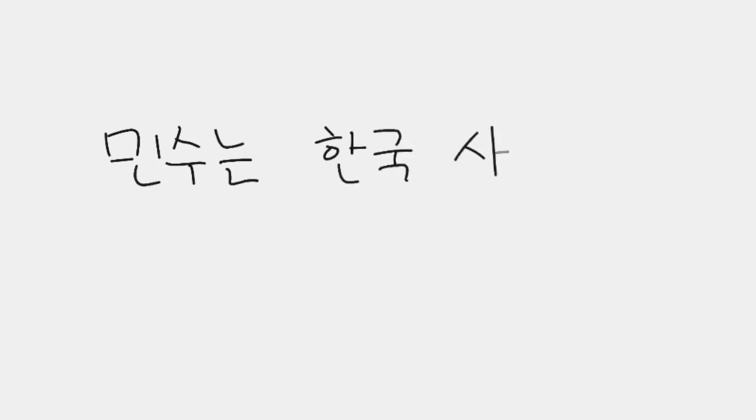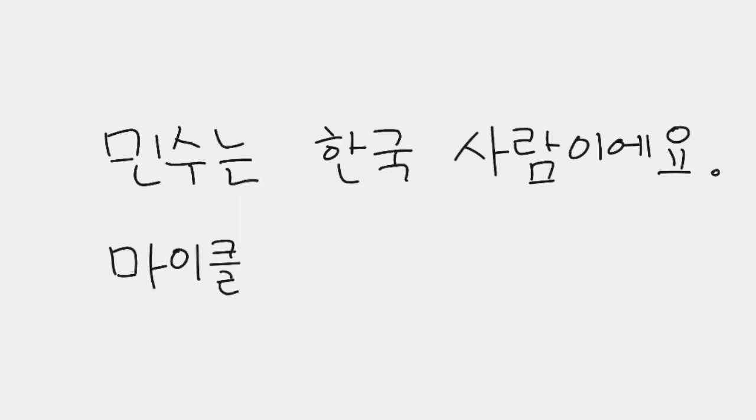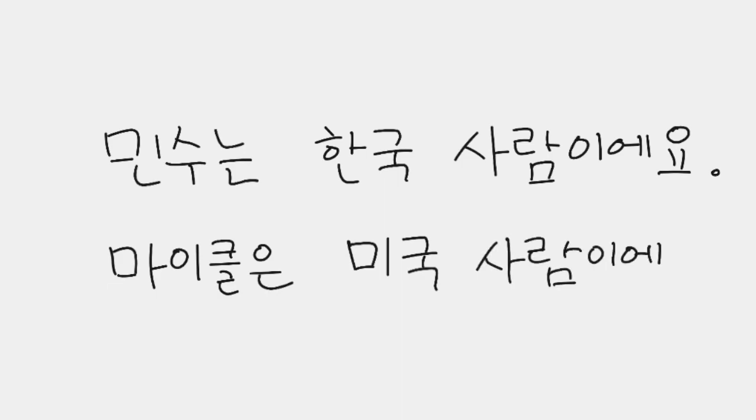Okay, we already talked about topic particle, but I'm just gonna talk about the usage. So this time I'm gonna say Minsu is Korean, Michael is American. 민수는 한국 사람. Let's put this in polite form. 한국 사람이에요. 마이클은 미국 사람이에요.